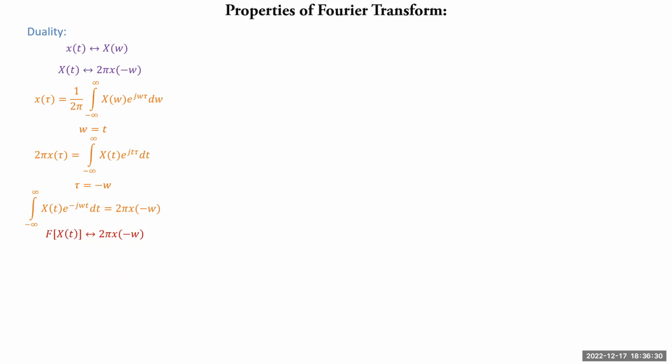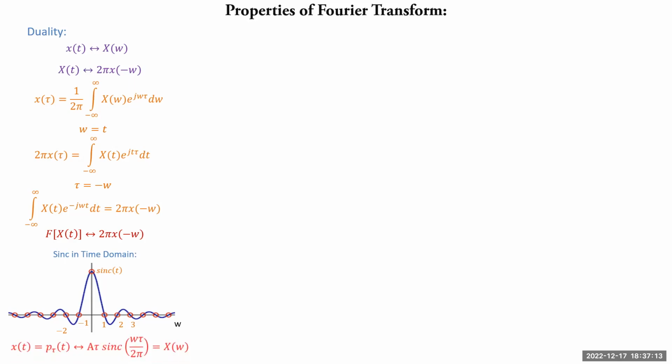Now we'll use this property to compute the Fourier transform of a sinc function in time domain. The sinc function in time domain is defined as sinc of t is equal to sine of pi t divided by pi t, which we already defined in our previous lecture. If you are not aware, you can refer to the lecture on Fourier transform. This function will become 0 for t equal to plus minus 1, plus minus 2, plus minus 3, and so on. We already know that the spectrum of a rectangular pulse is a sinc function, where the rectangular pulse is in time domain while the sinc function is defined in frequency domain.